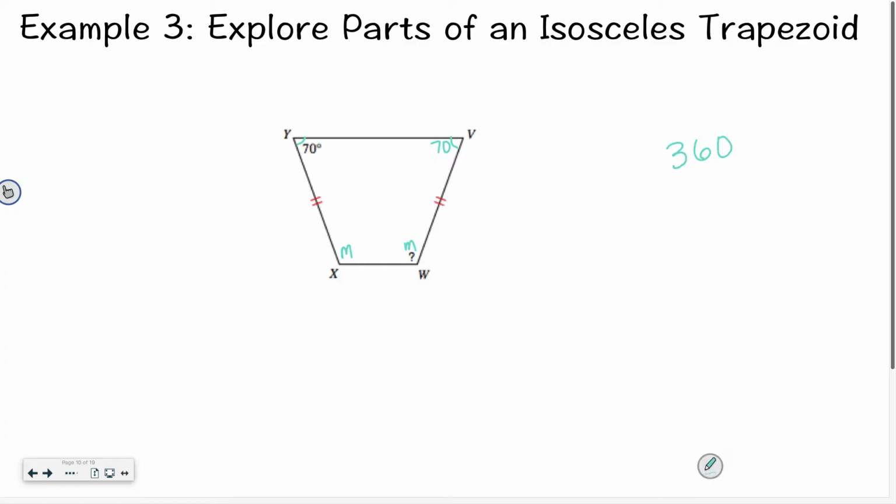So I can say that 70 plus 70 plus M plus M equals 360. Or if I simplify, 140 plus 2M equals 360. Subtract 140 from both sides. I have 2M equals, let's see, that'd be 220. And M equals 110 degrees.